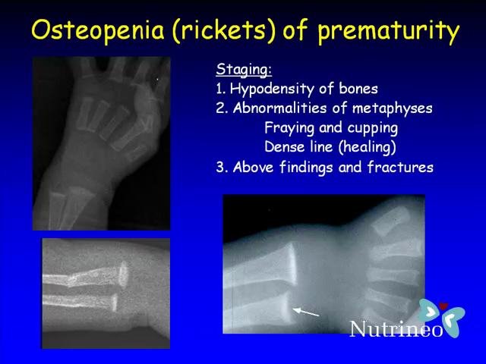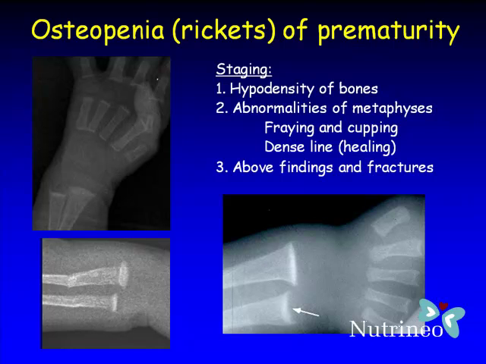There's a traditional staging method that's used. It's not all that useful, but initially we see hypodense bones. This is an extremely difficult radiological finding. One radiologist or one neonatologist can look at a film and say the bones are washed out or hypodense or don't have much mineral in them. Another person can look at the exact same film and say they're normal. So what we're really looking for are classical changes of rickets that would occur in anyone else.